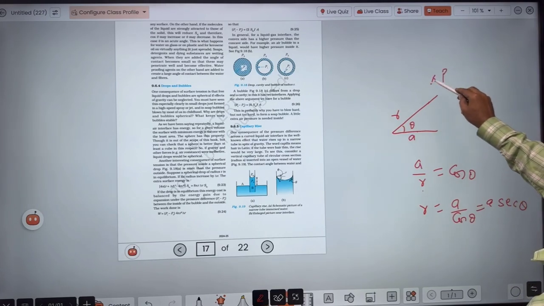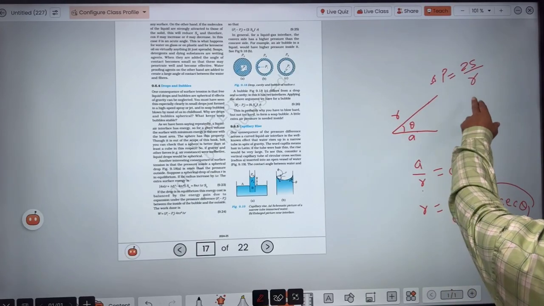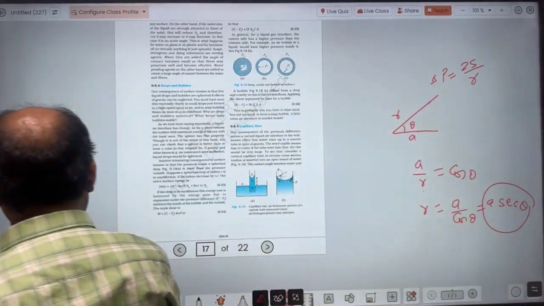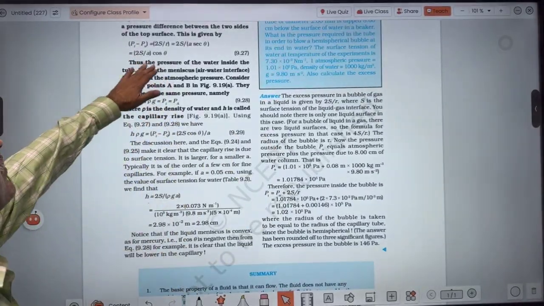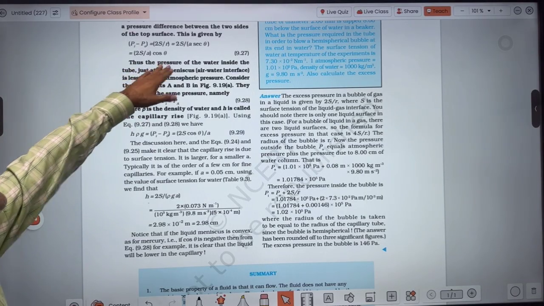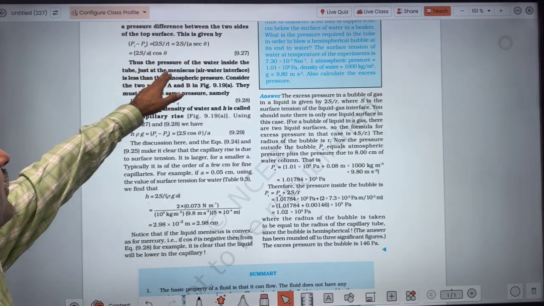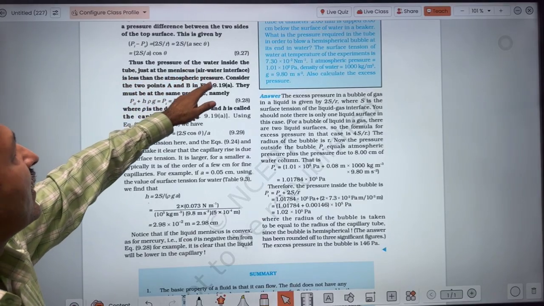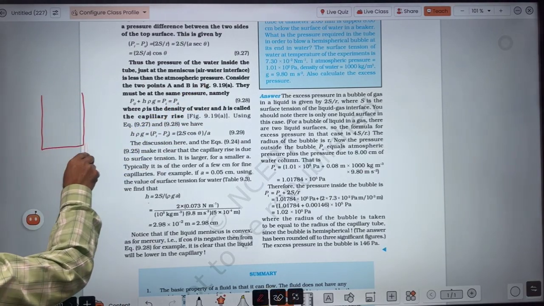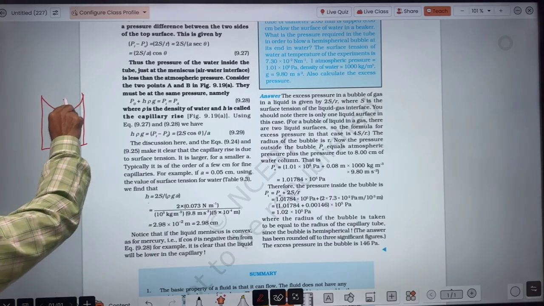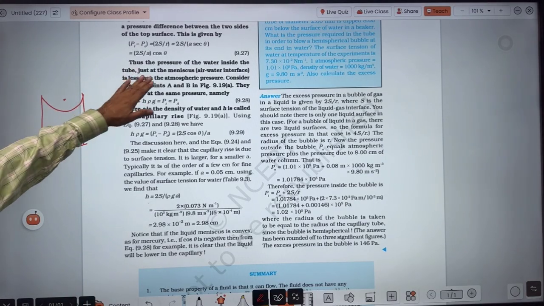And as you have seen, the pressure difference delta P for a liquid drop is 2S upon R. In place of R, you write A sec theta, and then you evaluate. The same thing we were doing here. So we write Pi minus P0 is equal to 2S upon R, or 2S upon A sec theta, or 2S upon A, and then in the denominator sec theta, 1 upon sec theta becomes cos theta. Thus the pressure of the water inside the tube just at the meniscus air-water interface is less than the atmospheric pressure, right? You have seen the picture. So they are talking about this situation, this type of meniscus. Here one point is taken, another point is taken here. So on the upside, since the pressure is higher, that is why this is a concave meniscus.